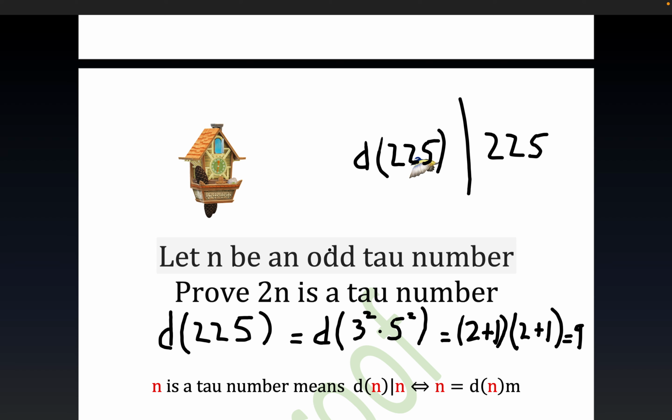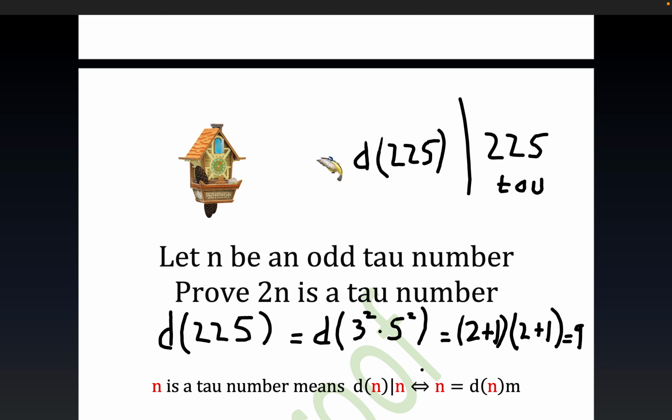So d of 225 divides 225, and that's literally what makes 225 a tau number. I'll just put tau underneath it. Now another way to represent this: d of n divides n is equivalent to saying n is equal to d of n times some integer m. In this case, the integer would be 25 and d of n would be 9.